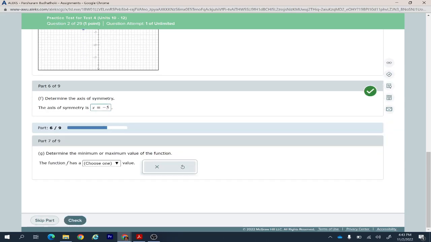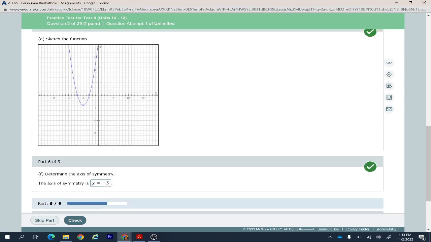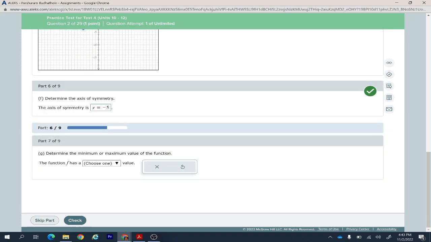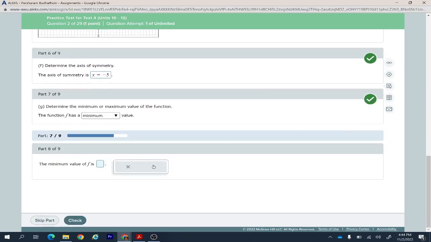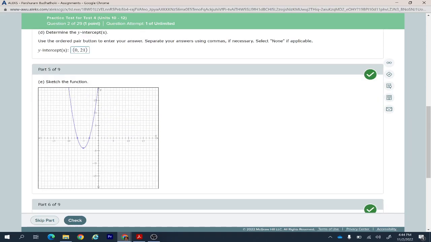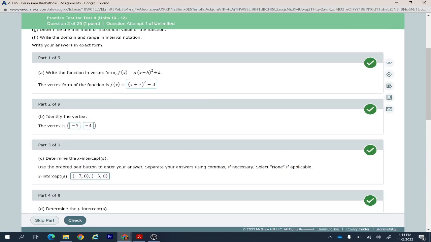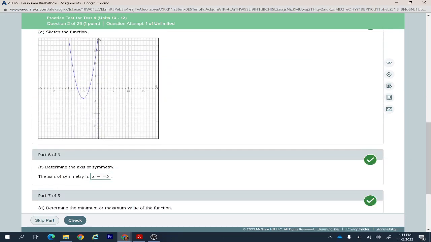So determine the minimum or maximum value for this graph. As you can see here, the minimum value is this one, which is at -5. The value itself is -4. There is no maximum value. The function has a minimum value because a is greater than 0, and the minimum value of f is -4. Remember, the value of the function is the y coordinate of the vertex. That gives you the minimum value.